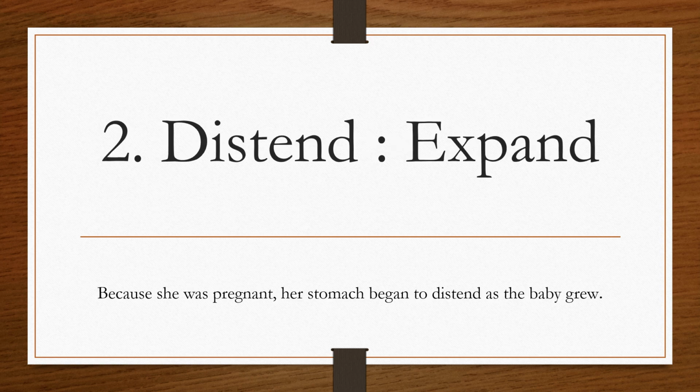Second term is distend, means expand karna. Because she was pregnant, her stomach began to distend as the baby grew.